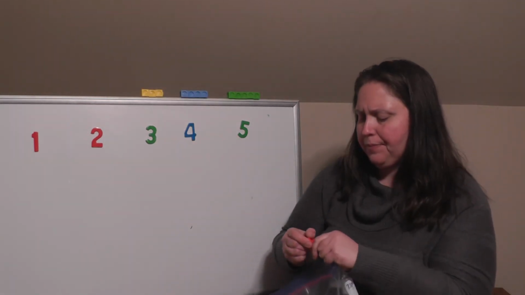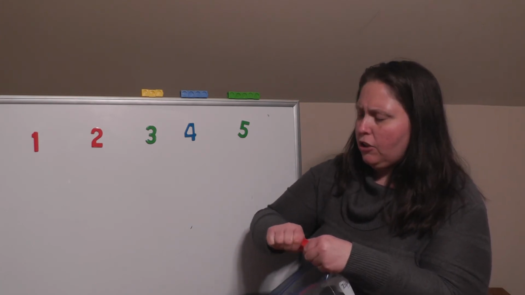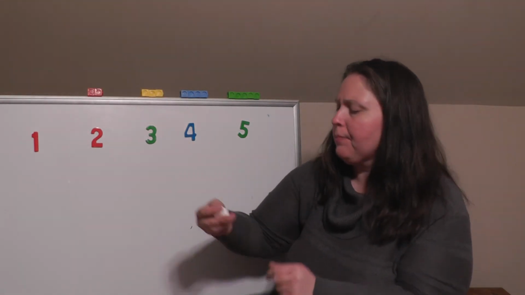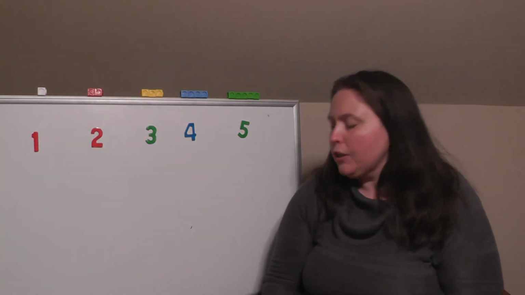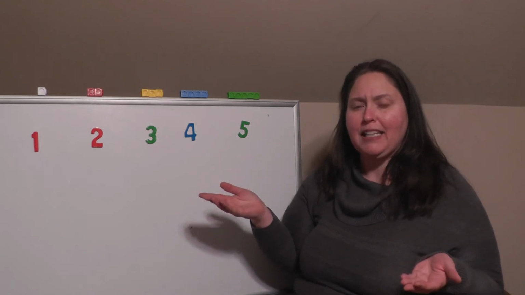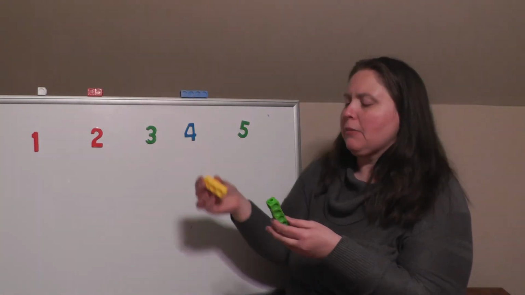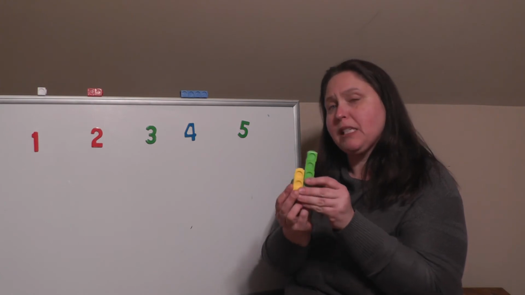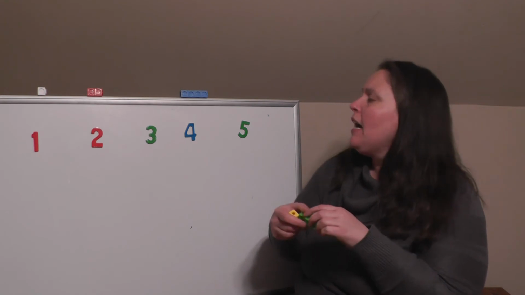Let's see, 2. And 1. And even with a preschooler, you can talk about greater than, less than, but not actually use those terms. You can say, okay, which one has more? Is it the green or the yellow, the 5 or the 3? Which one has more? Which one's bigger? And talk about and compare the numbers.